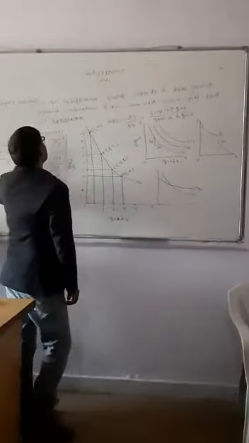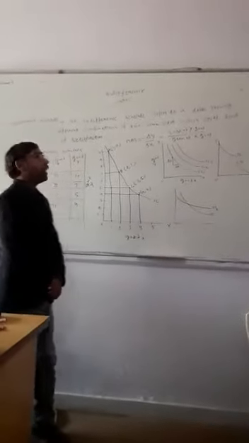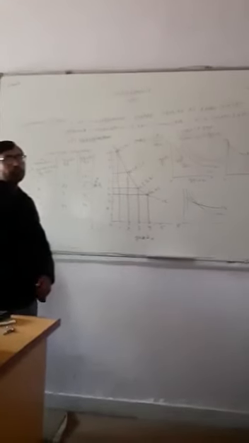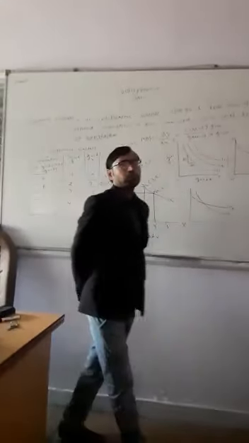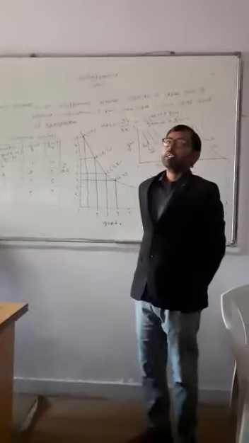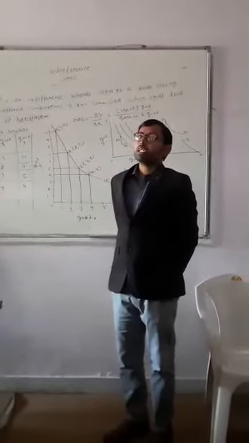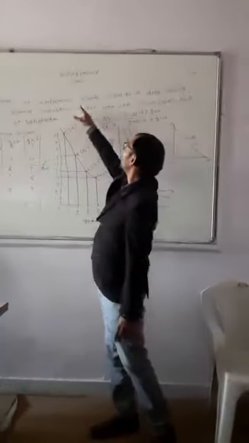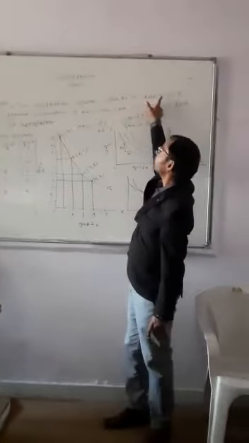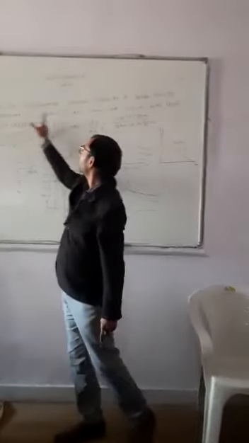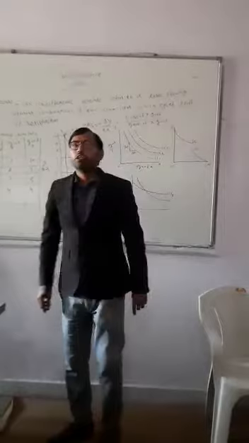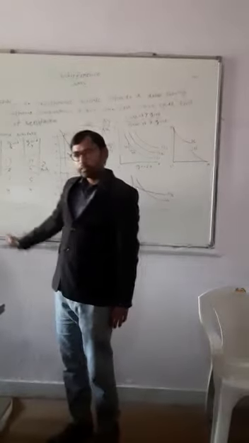So first is the indifference schedule. An indifference schedule refers to the different combinations of two goods that provide equal satisfaction to the consumer. An indifference schedule refers to a table showing different combinations of two commodities with equal level of satisfaction. So this is our indifference schedule.